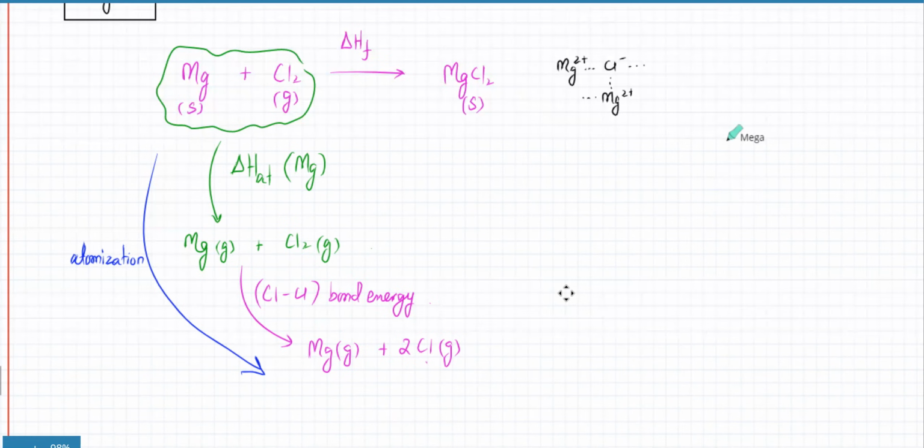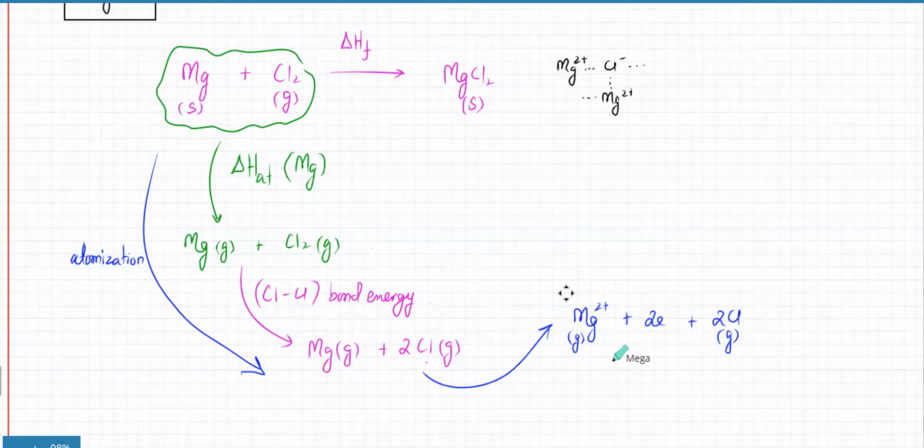Next step is, in the lattice that I'm planning to form, the Mg is in the form of ions and the Cl is also in the form of ions. So I'm going to ionize these substances. So first is, let's make Mg lose the electrons. So it would form Mg2+ gaseous, and it would lose 2 electrons. Nothing happens to Cl yet. So Cl is still gaseous.